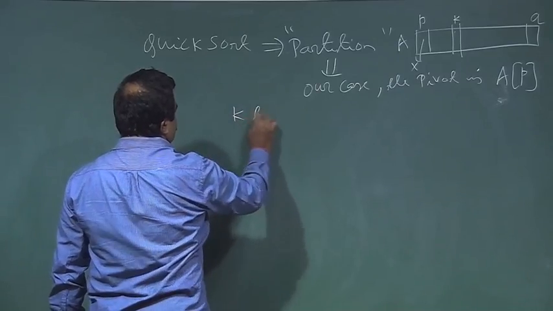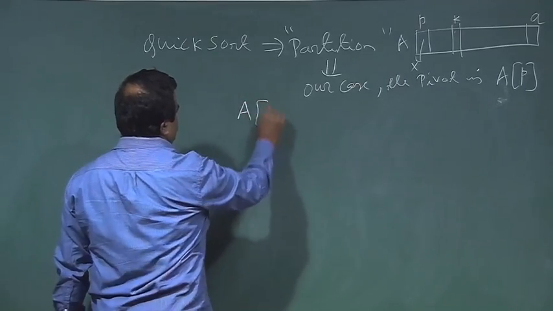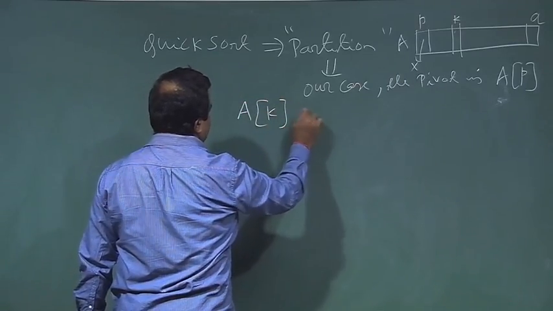Here kth element means kth index, not the kth smallest or something. So A[k] as the pivot, say.